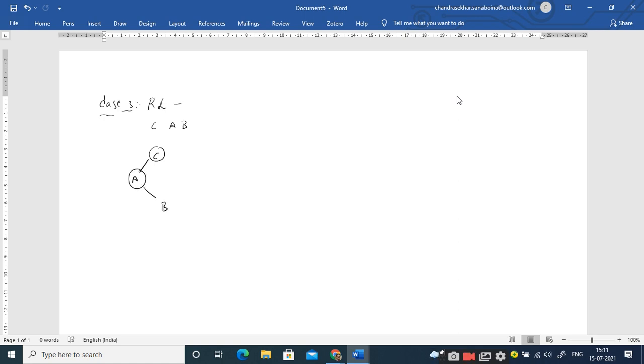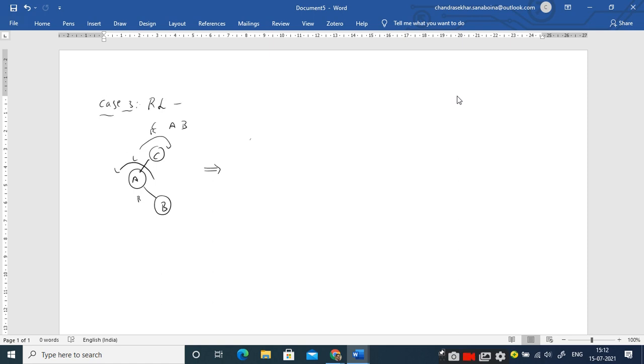So this is RL imbalance. What is the solution for this case 3? Is it the single rotation or double rotation? Double rotation. So first of all, you have to perform the left side rotation here, and then for the resultant you have to perform the right rotation like this.